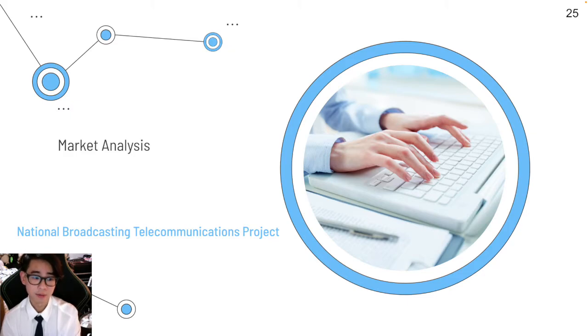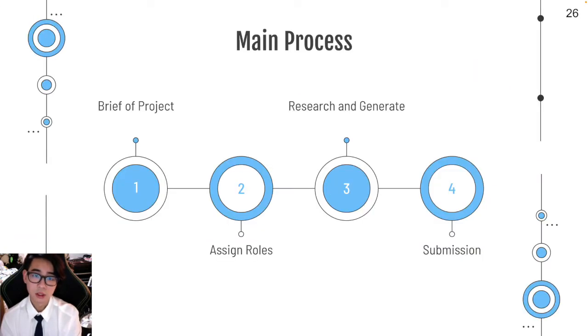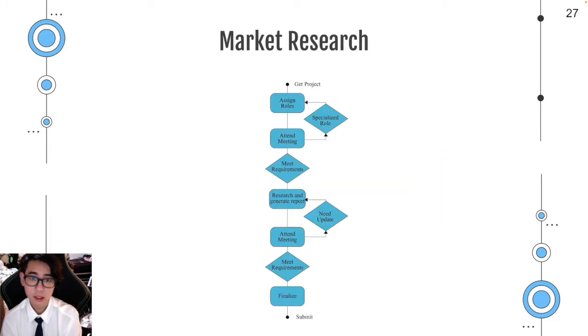Okay, now we have the National Broadcasting and Telecommunications Project, which is market analysis. So we have the main process. First, brief the project, assign the roles, generate the report and research, and then we submit. These are 4 main process.